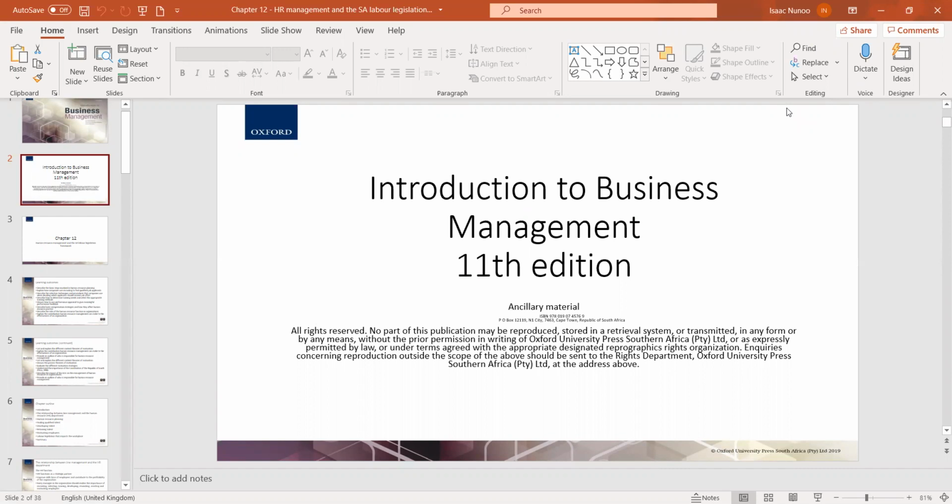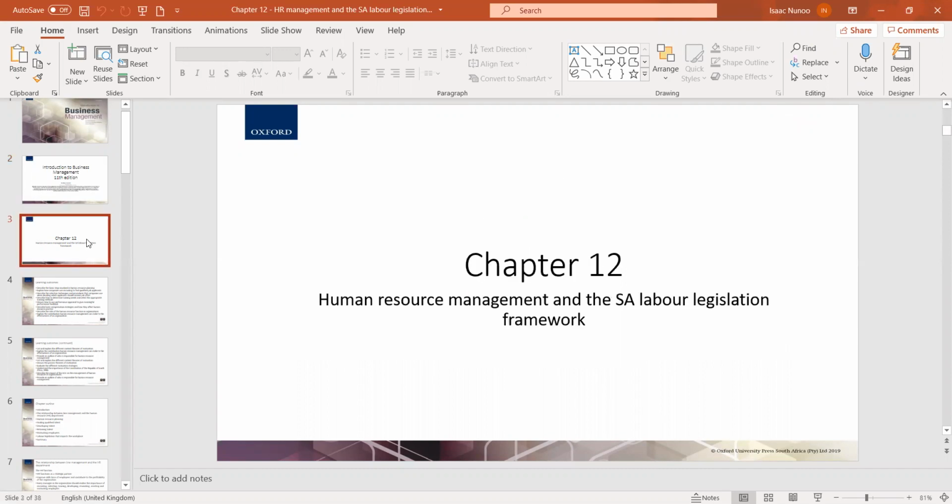We are continuing our discussion of Introduction to Business Management, and in today's session, we are looking at Chapter 12 of our book that we are following. Chapter 12 concerns human resource management and the SA Labor Legislation Framework.